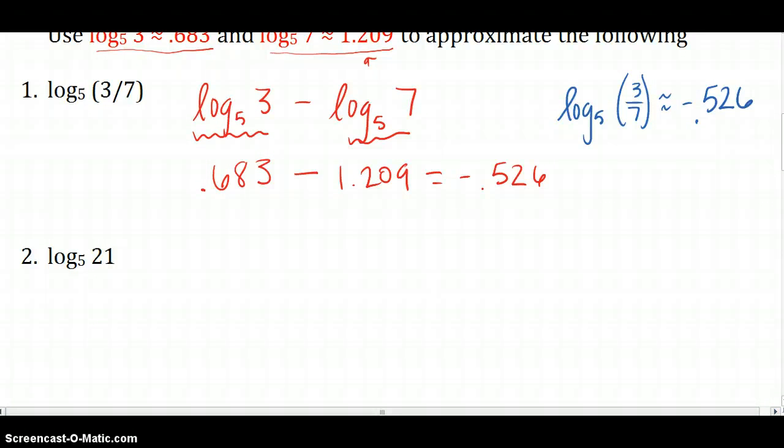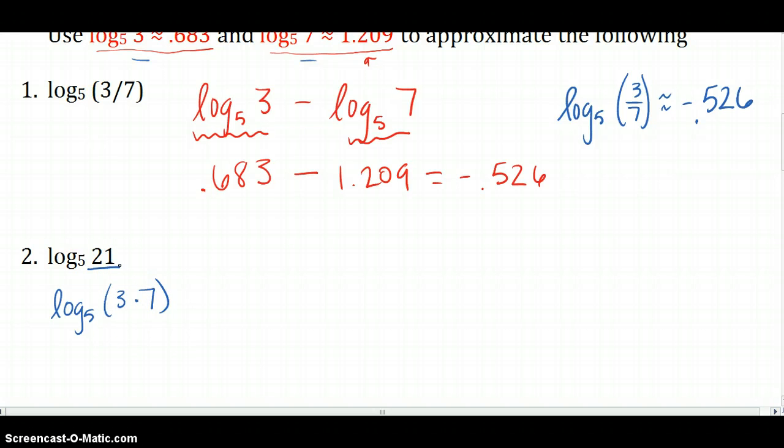Now let's use the properties again to do log base 5 of 21. In the instructions, they gave us log base 5 of 3 and 7. Here we're trying to approximate log base 5 of 21. So the clue is that you need a 3 and a 7. And so you're going to have to rewrite 21 to look like 3 and 7. Well, 3 times 7 is 21. So you can rewrite this as log base 5 of 3 times 7, because 3 times 7 is 21.